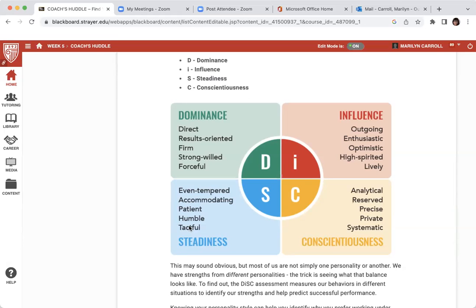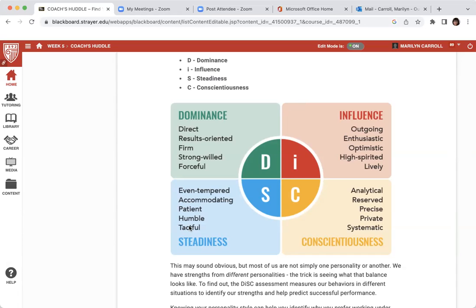Most of the assessments that I receive for the class, most of you guys fall into C. That was the most. I don't think I had but one or two S's. Most were C's that submitted their information to me. And the next was DI. We had dominance and influence, or we had influence.